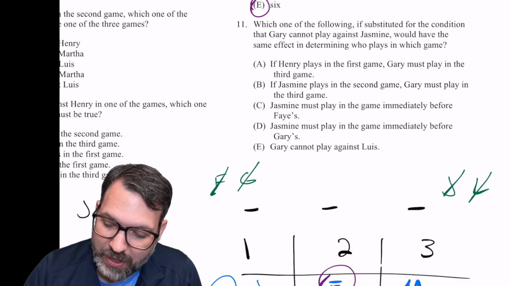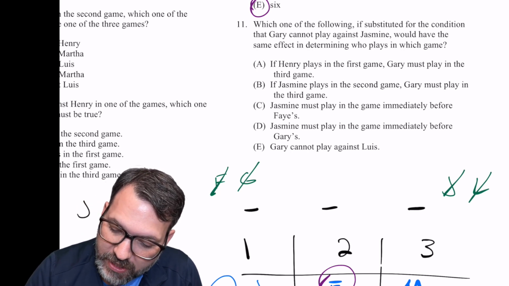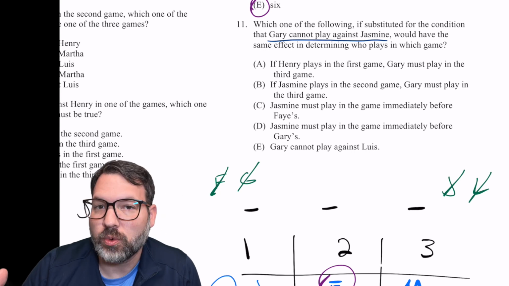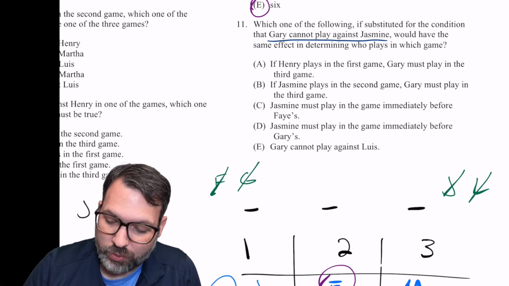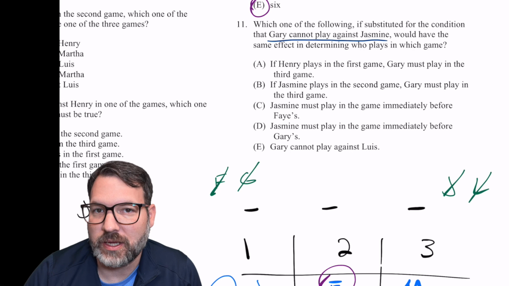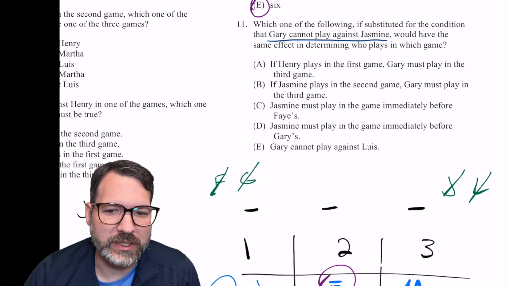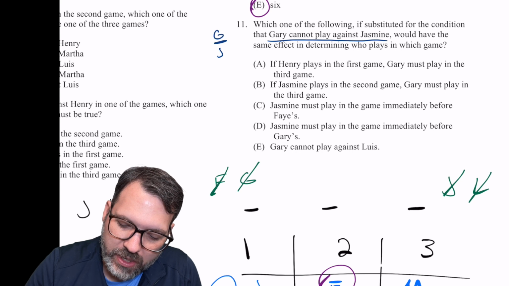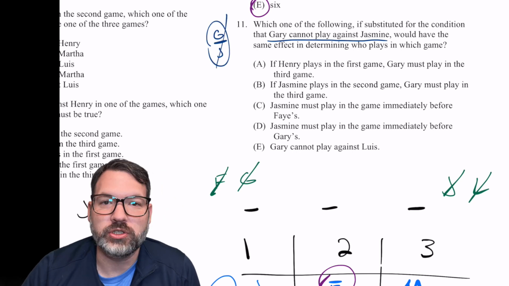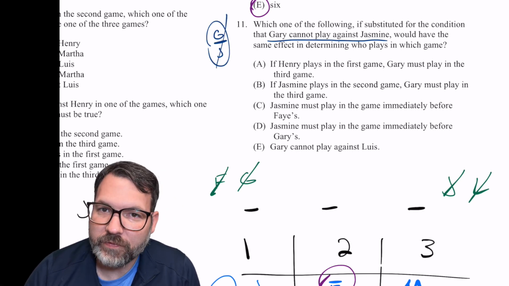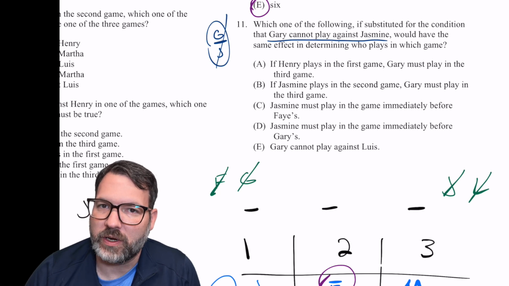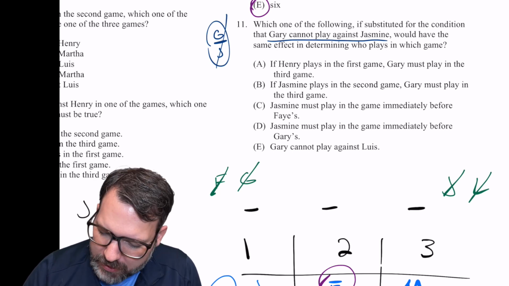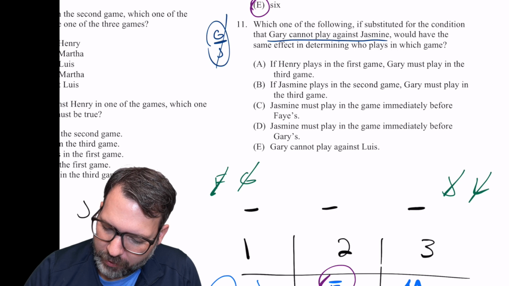Instead, they're asking me, if you took this rule, G cannot play against J, but got rid of it in place of a different rule, which rule would have exactly the same consequence? It's hard to think through exactly the same consequences, so let's just say most specifically, we need a rule that also results in G never playing against J. If we can find that, I think we can be pretty confident that that's going to be the right answer. So let's play around with some of these and see if we can figure out what's what.